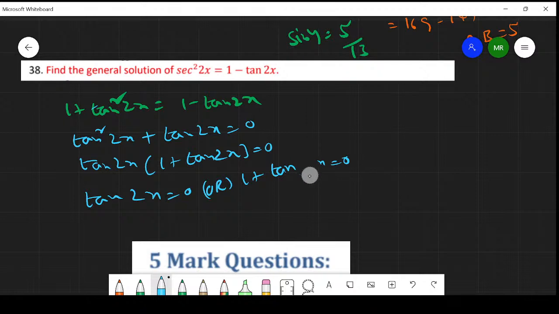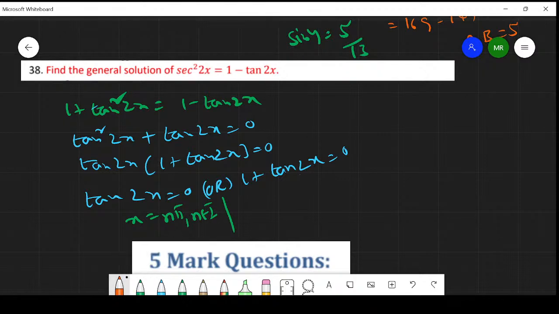Correct? When I have taken like this, tan 2x equal to 0. Now you see, when tan 2x equal to 0, tan will be 0, so 2x is equal to n pi. I can write your answer in this case: x is equal to n pi, every multiple of n pi, n belongs to I. This part is over here.